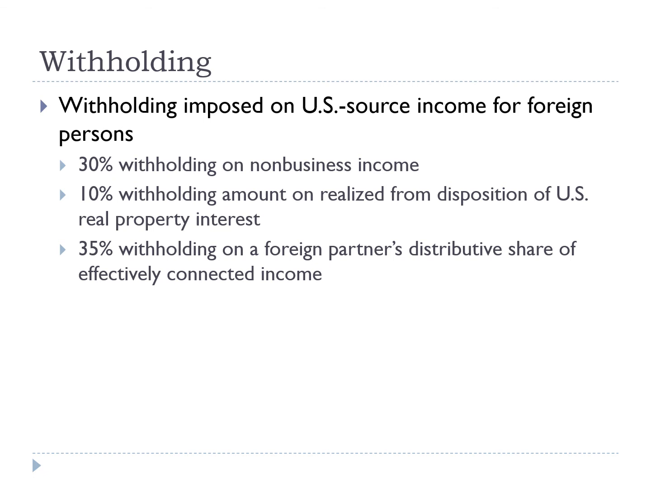A partnership, whether foreign or domestic, must withhold tax on income distributable to foreign partners to the extent that the income is effectively connected. Tax is withheld at a rate of 35%. Moreover, under certain circumstances, a partnership may be required to withhold the 30% tax on non-business income distributable to foreign partners.